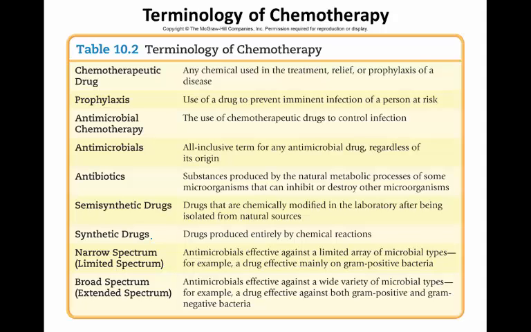Most importantly, we see here narrow spectrum and broad spectrum antibiotics. Your narrow spectrum or limited spectrum antibiotics will work on a limited number of microorganisms. In other words, if it only works on the gram-negative organisms, it would be narrow spectrum. Broad spectrum antibiotics are effective against several different types of organisms. They're also known as extended spectrum. You can use them on gram-positives, gram-negatives, maybe some mycobacterium. So if it has several types of bacteria that it works on, it's considered broad spectrum.